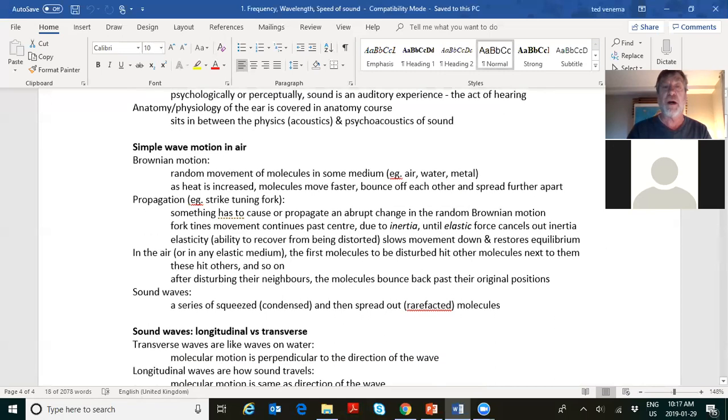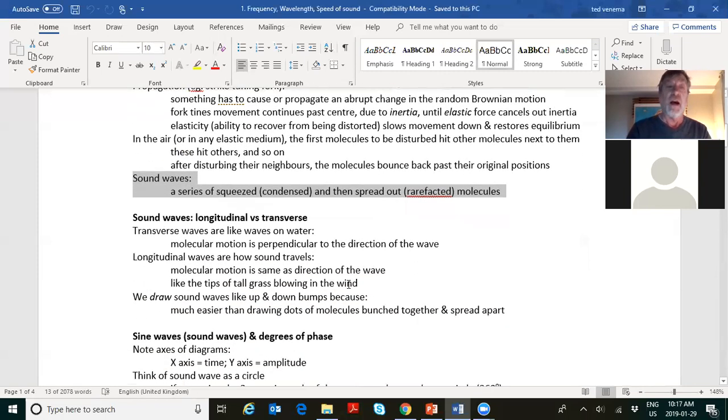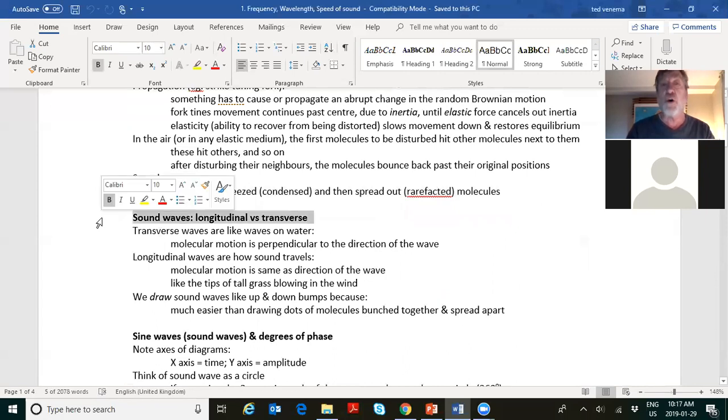We talked about Brownian motion two weeks ago. And we talked about sound waves. I said this was something to highlight, a series of squeezed and condensed molecules and then rarefacted. I said to you, remember, sound waves don't really go up and down. Sound waves are squeezing and separating of molecules. Sound waves are thus longitudinal waves, whereas water waves are transverse waves.